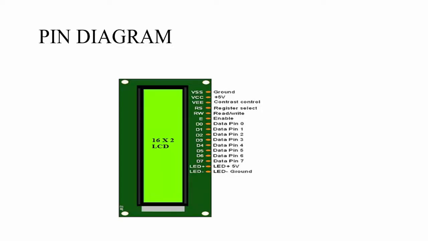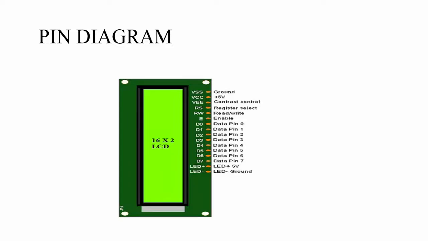Then D0 to D7, that means pins 7 to 14, are digital data pins that are connected to our microcontroller. Then LED plus and LED minus are the LED 5 volt and ground. So these are the pin diagram of the LCD display. It has 16 pins. The first pin is ground, another one is 5 volt, and the third one is the contrast controller. It regulates the contrast of the display.